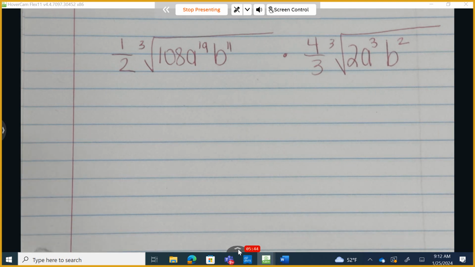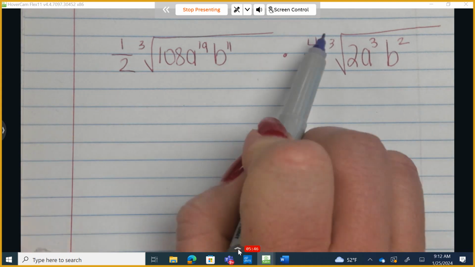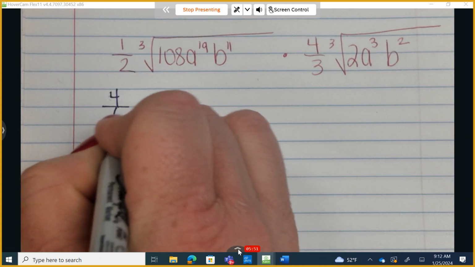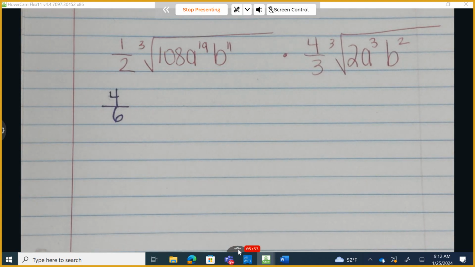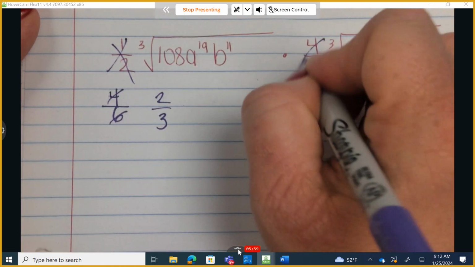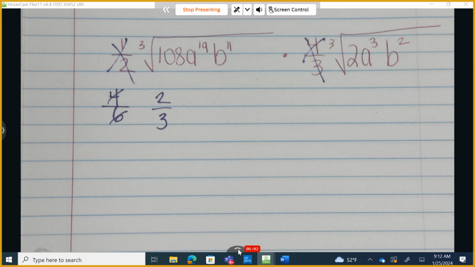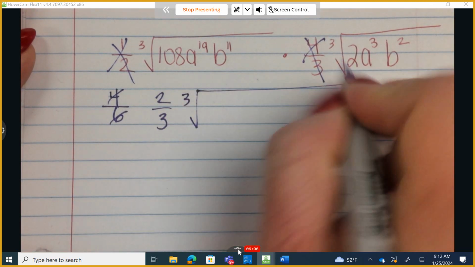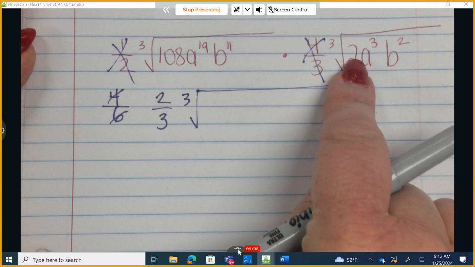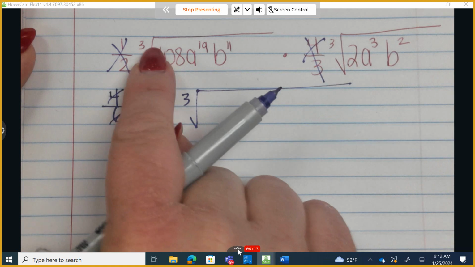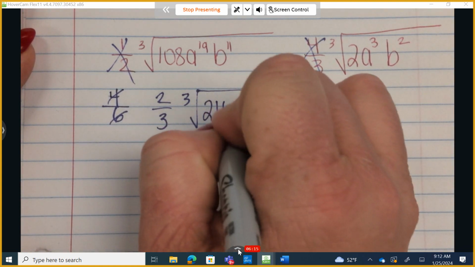So I'm going to start by multiplying the numbers out front. So 1 times 4 is 4. 2 times 3 is 6. That's not wrong, but I know that 4 over 6 could be reduced, right? 4 over 6 reduces to 2/3. They're both even. So I've taken care of 1/2 and 4/3. And now I'm going to combine these two radicals. How do I combine them? 108 times 2. Well, 100 times 2 is 200, and 8 times 2 is 16, so 216.